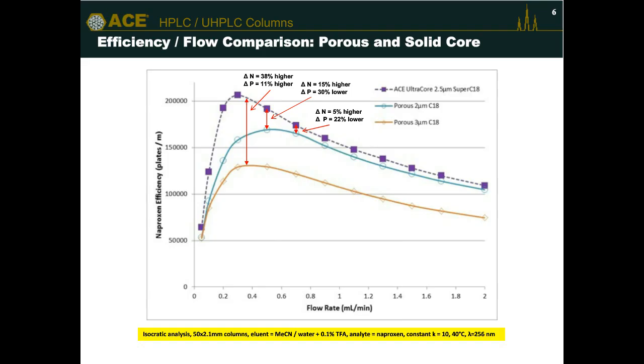So the highest efficiency actually is gained by using a solid core particle. This 2.5 micron particle has the highest potential efficiency. It's 38% higher than our 3 micron fully porous particle. So you can see the data speaks for itself. It is beneficial to move to a solid core particle, even with a slightly bigger particle size than your sub 2 micron particle, to gain efficiency while not paying with so much back pressure.